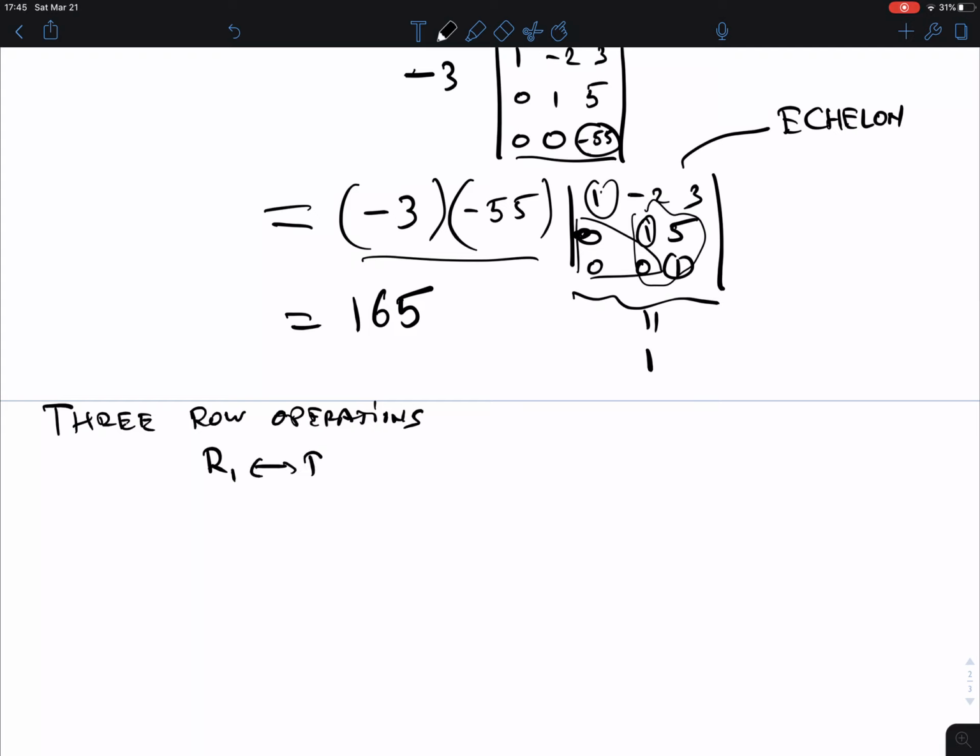Switching to rows, I'll give examples. That gives a factor -1. Replacing a row by some multiple of the row, by dividing the row by something like the one we did here. Sorry, no error here. Then we get a factor 3 coming out.